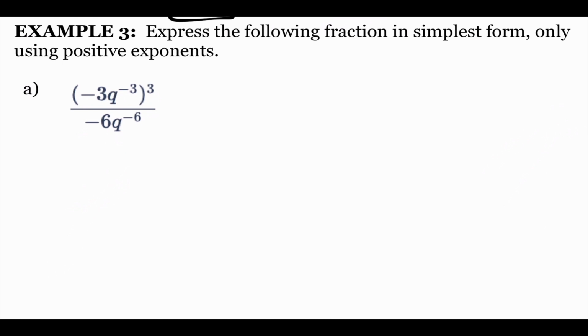So we have this guy in here, right? -3 and q to the -3. Those are in parentheses, right? Well, what does the rule tell us? What does the rule tell us if we have that situation?